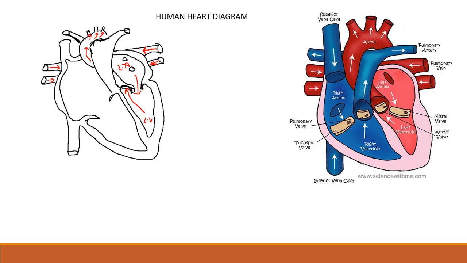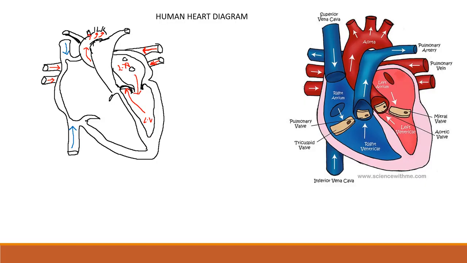Now we have to take the blue color that will show blood in the veins, right? Okay, now first we will take the superior vena cava. This is our superior vena cava. This is also called anterior vena cava, and this is inferior vena cava. Blood is coming from the lower part of the body, and from superior vena cava it is coming from the upper part of the body, right?